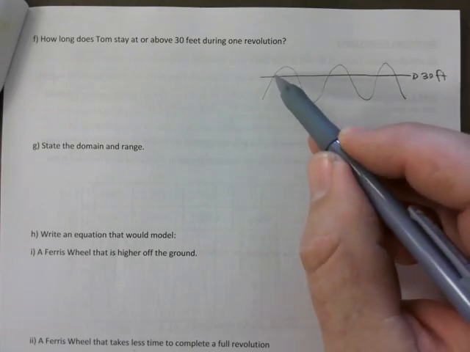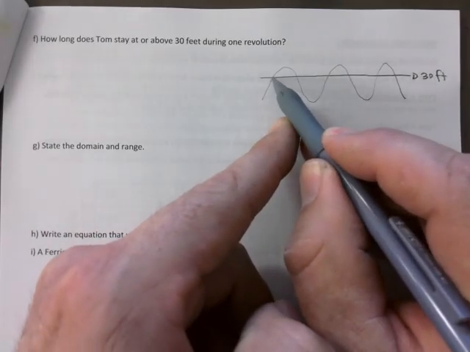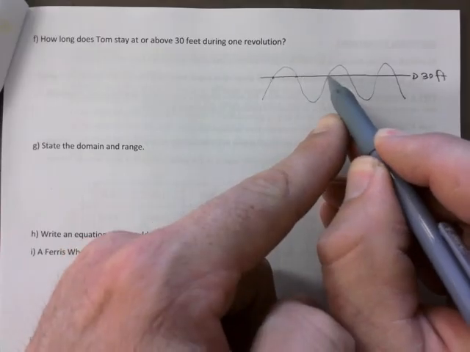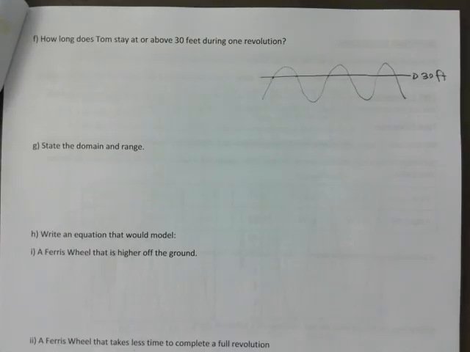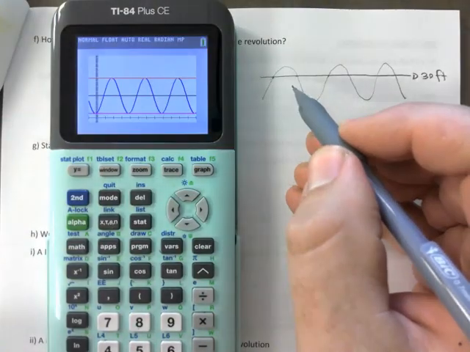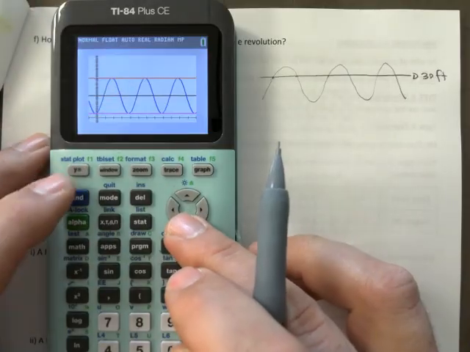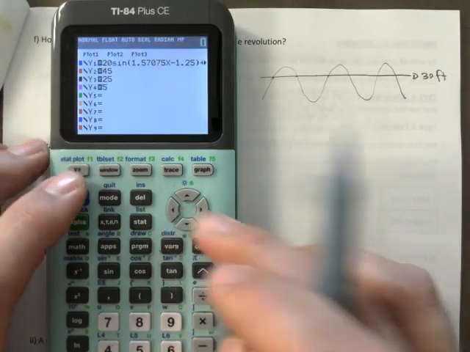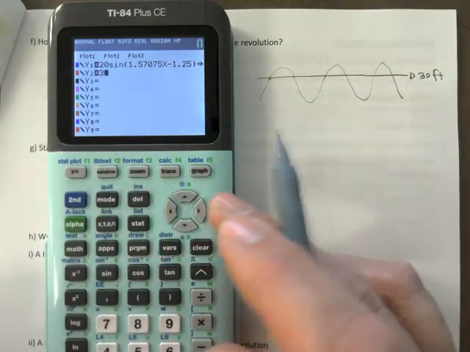So I'm just going to focus on one peak because the time you spend at 30 from here to here is going to be the same as it is from here to here. So every little hill is going to be the same. So focus on one. Grab your calculator. Let's get rid of all those lines in the meantime. I'm going to get rid of whatever is in Y2, Y3, and Y4.